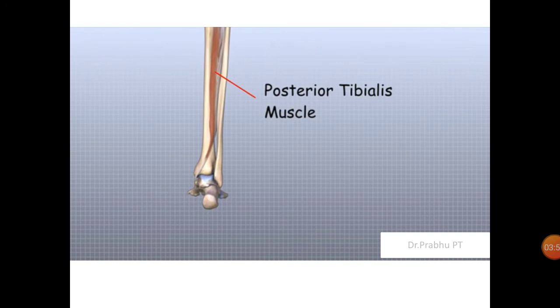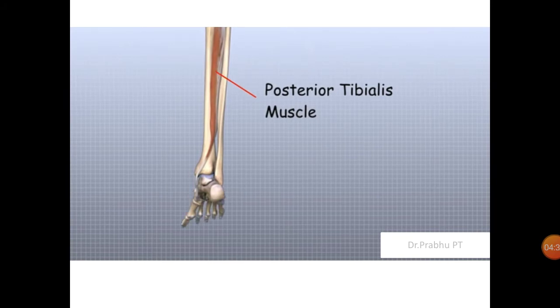The tibial nerve supplies the tibialis posterior muscle. So what is the action of this muscle? The action is inversion of the foot and plantar flexion. Inversion is movement towards the medial side, and the other action of this muscle is plantar flexion, moving the foot downward. That's called plantar flexion. We have already seen this in the previous lecture.